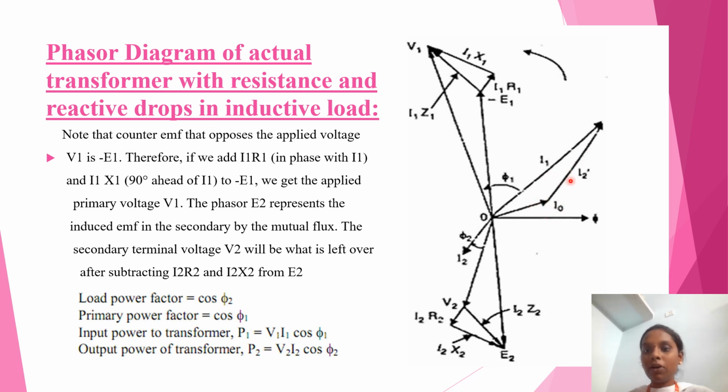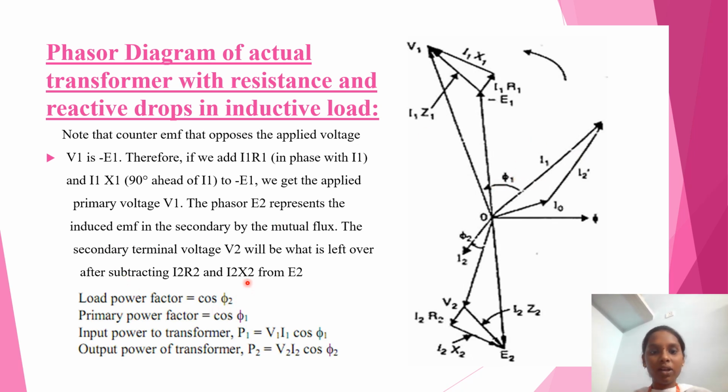So the sum of these two, I2 dash and I0, will give us I1. Next, I1 R1 is exactly parallel to this I1. So this is I1 R1. Next, I1 X1 is exactly perpendicular to this one, I1 R1. So the sum of these two is Z1, I1 Z1. So we'll give V1. The angle between V1 and I1 will give phi 1.